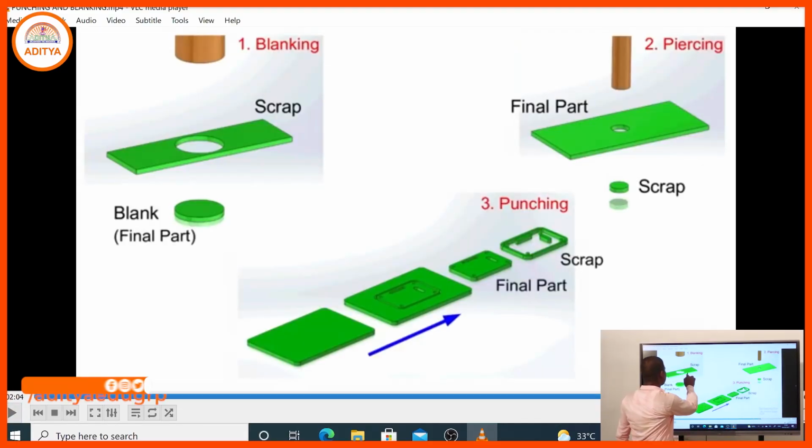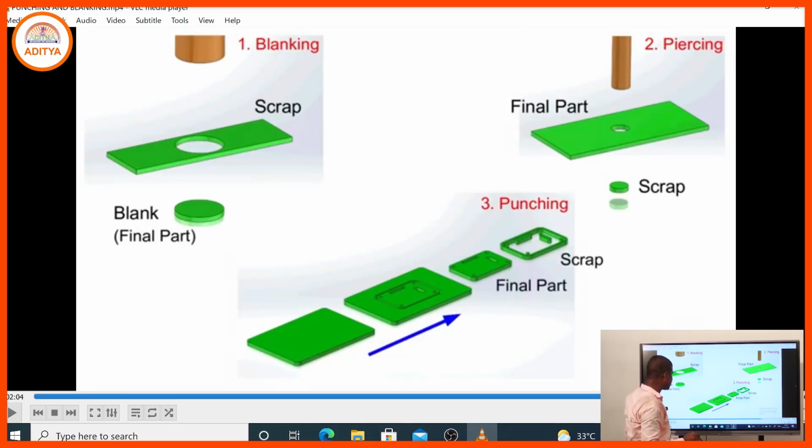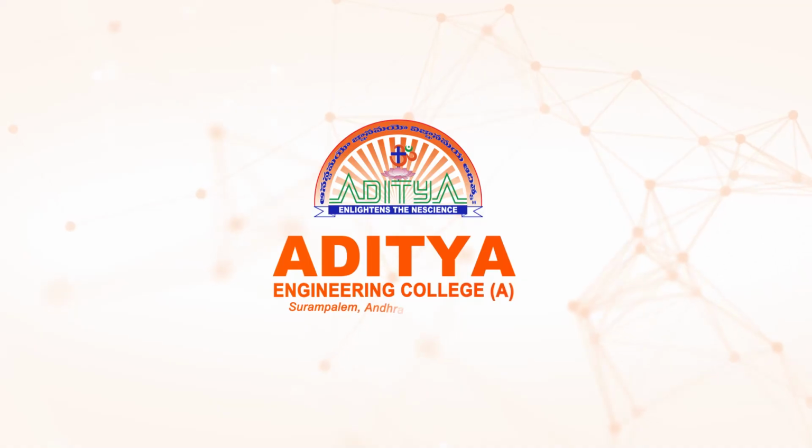Here we have seen blanking: that is the scrap part, and that is the blank part. Here in piercing, the punched hole is the scrap part, and that is the final product, and that is the ram. In punching, that is the finished or existing product. With the punching operation, that is the final part and that is the scrap part. But punching and piercing are the same operations.